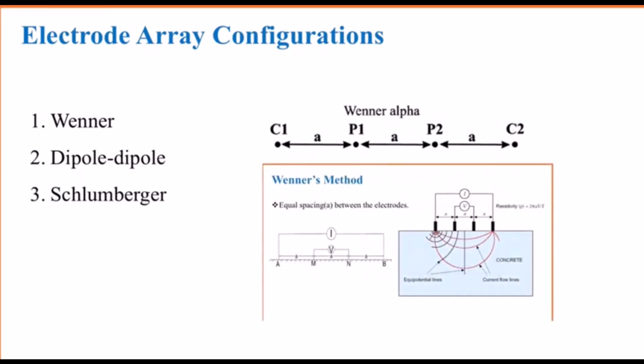In the Wenner array, two current electrodes are placed at extreme points and potential electrodes are placed between them. In this case, the spacing between the electrodes is the same.